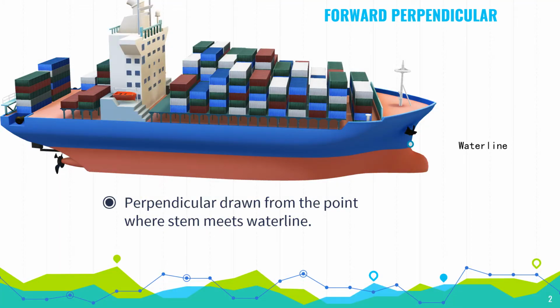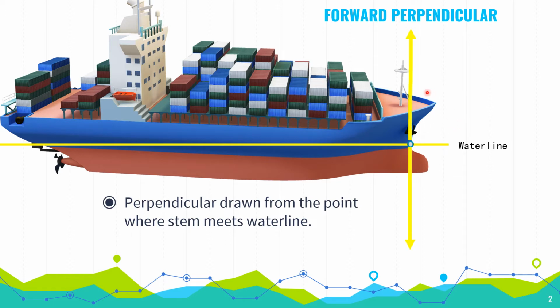Now, talk about the definition of forward perpendicular. First, this is the water line, and water line is intersecting the stem portion. This is the forward portion of ship, also known as stem portion. So if I draw a perpendicular line from this point like this, this is known as forward perpendicular. Here is the definition of it: the perpendicular drawn from the point where the stem meets the water line. This is forward perpendicular.